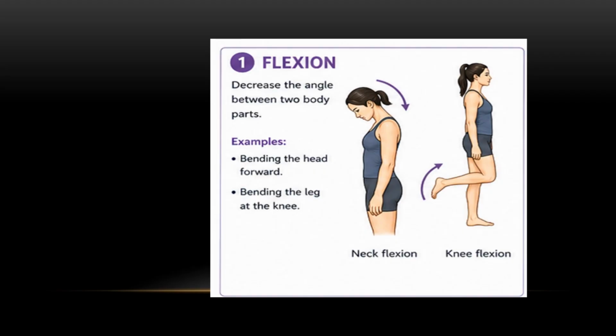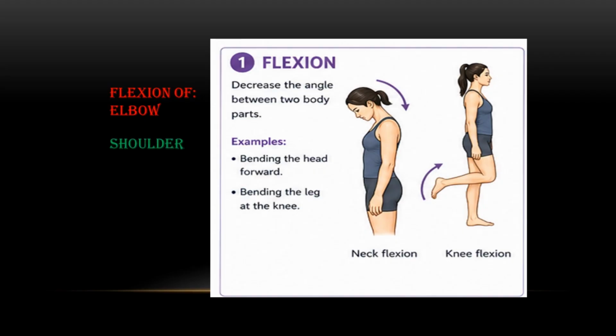Here you can see, when we move the head forward towards the trunk, it decreases the angle, and this is called neck flexion. We can have flexion at the elbow joint when the forearm moves towards the upper arm. The angle is decreased. So this is called the flexion of the elbow.